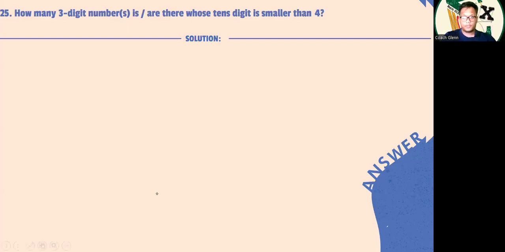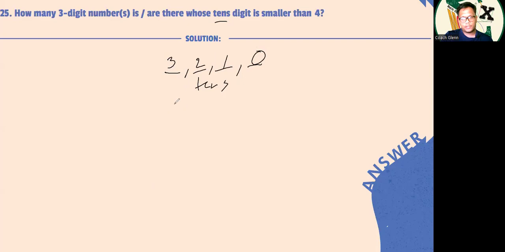So the first thing that we can do here is our tens digit is smaller than 4. Okay, so that means the number in our tens digit is 3, 2, and then 1, and then also 0. Okay, so that's the possible tens digit.